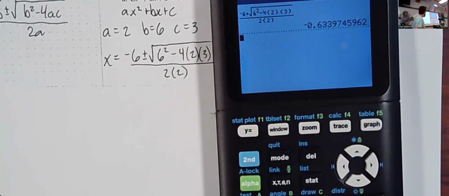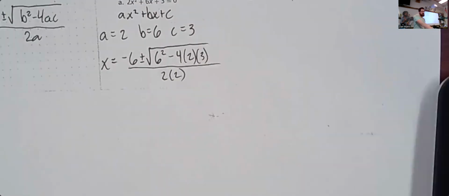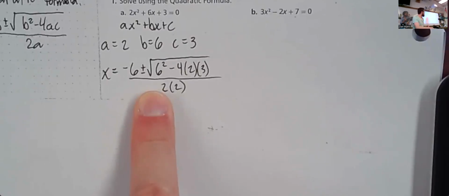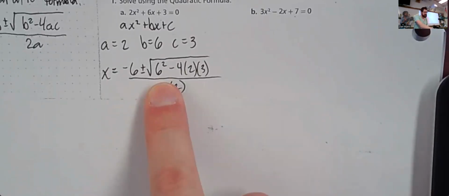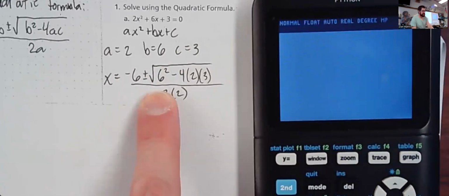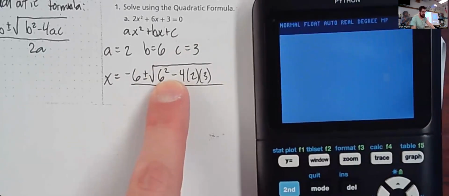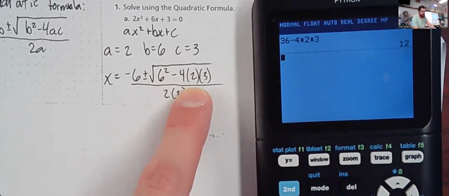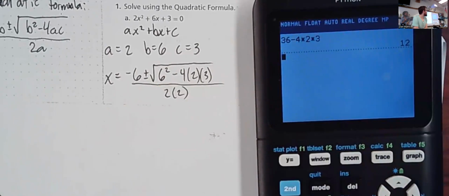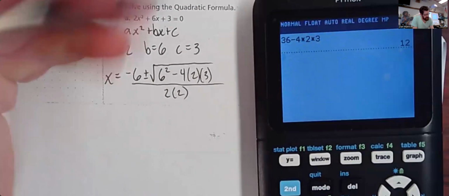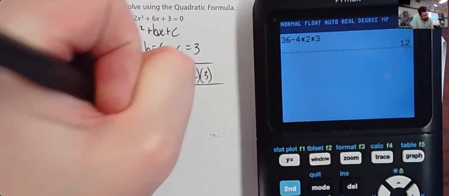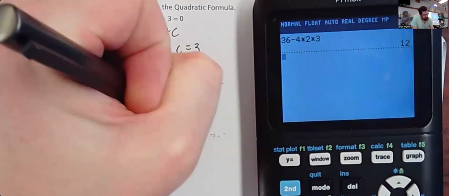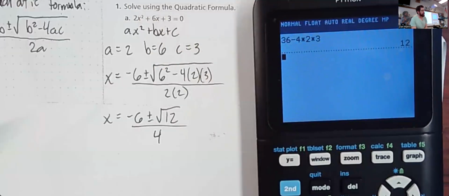So the way that we need to do that is let's figure out what's going on underneath our square root here. So that's going to be 36 minus 4 times 2 times 3. So what you can do is just calculate what's under the square root here. So 36 is 6 squared, minus 4 times 2 times 3, which is 12. So if we rewrite this, x is equal to negative 6 plus or minus the square root of 12 over 4.